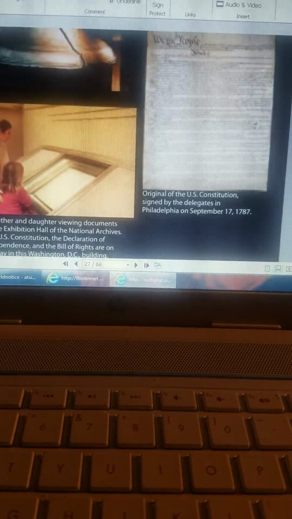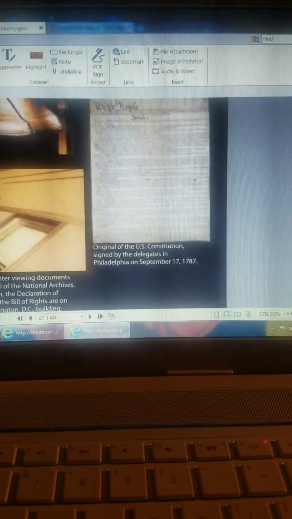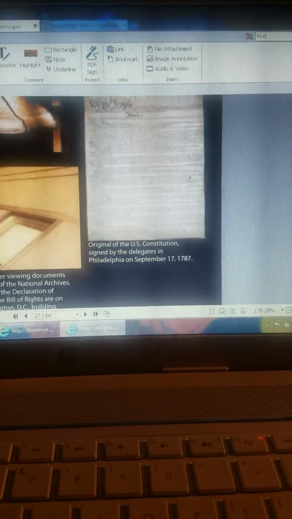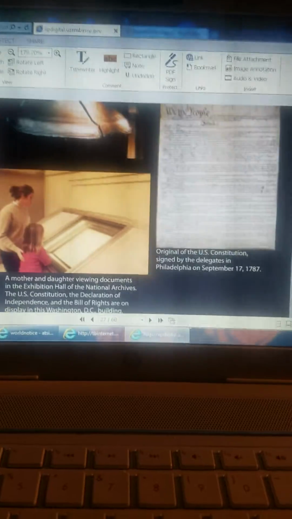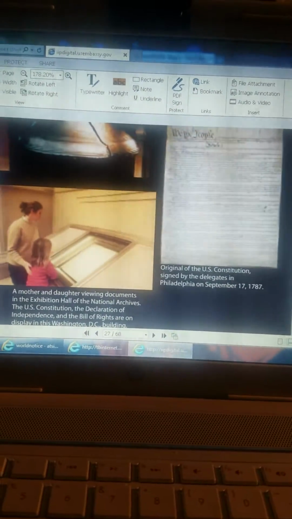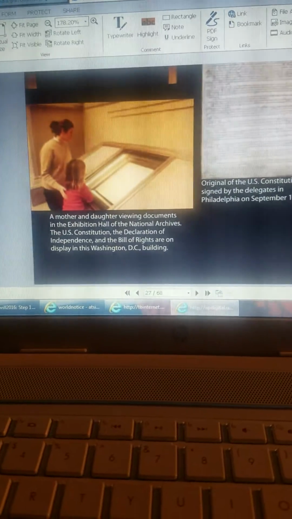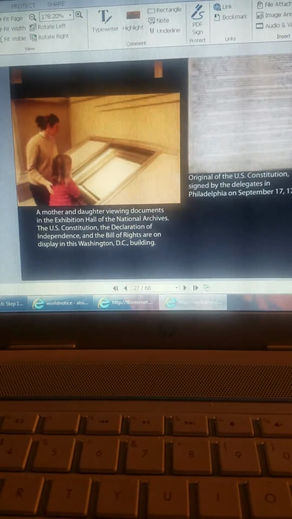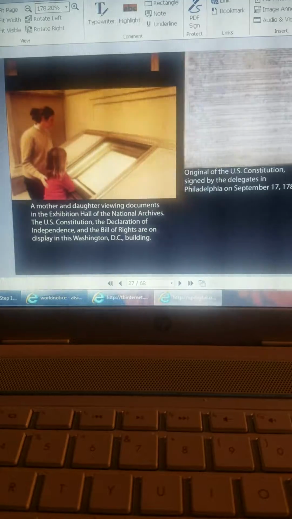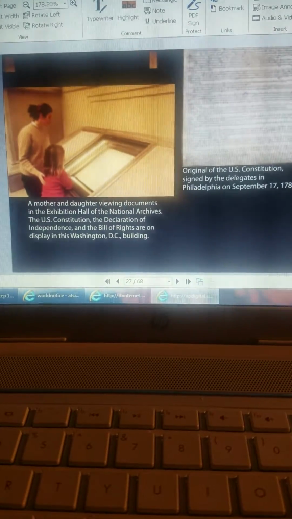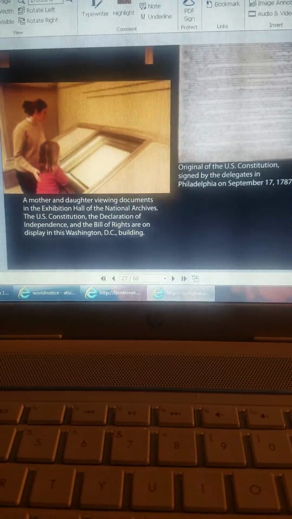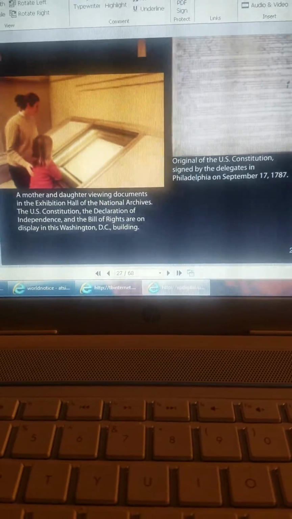Now, this is the original of the U.S. Constitution signed by the delegates in Philadelphia on September 17, 1787. And this is, of course, a mother and daughter viewing the documents in the exhibition hall of the National Archives. The U.S. Constitution, the Declaration of Independence, and the Bill of Rights are on display in this Washington, D.C. building.